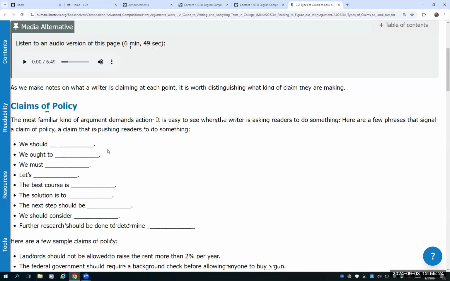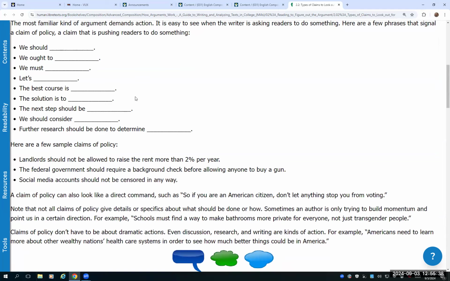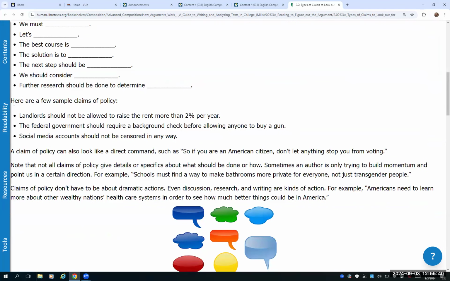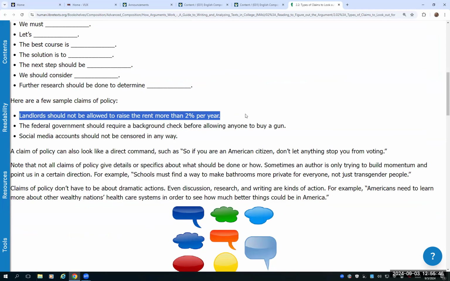So they're saying we should pass a law that, well, instead of me coming up with just a random example, let's look at some example sentences. So here are a few sample claims of policy. The very first one: landlords should not be allowed to raise the rent more than 2% per year.